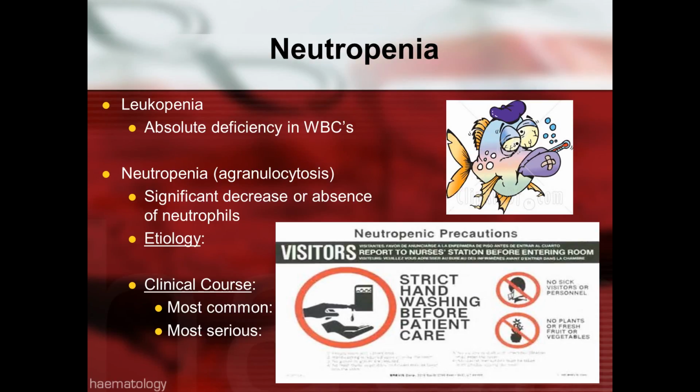The term neutropenia, or the other term is agranulocytosis, is a significant decrease or absence of neutrophils. And that's really important because the neutrophils, remember, are your first line of defense. If we don't have those, then the patient's first line of defense is down, and they can't fight off infections, right?